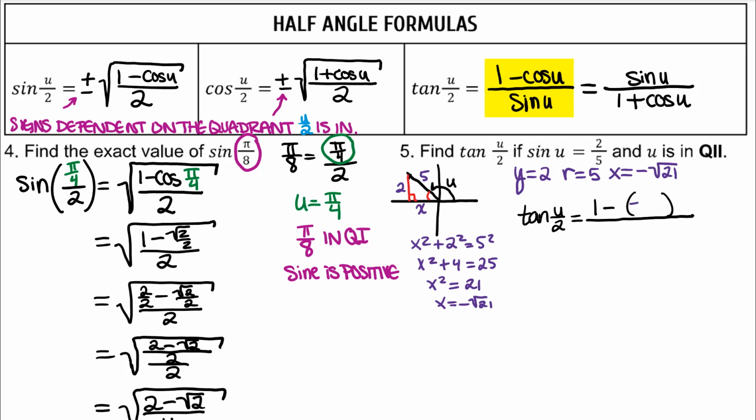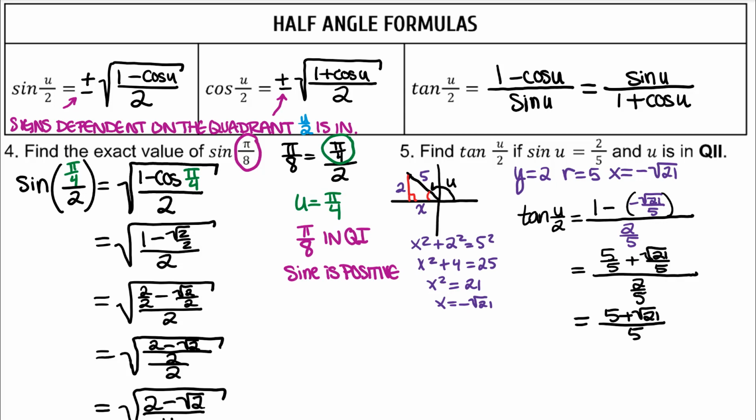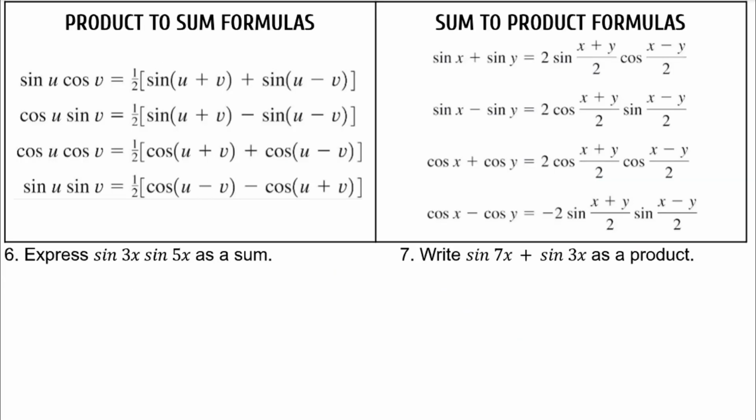1 minus negative root 21 over 5, all over 2 over 5. Combine 1 and root 21 over 5 by getting the same denominator. Multiply the numerator by 5 over 2, and you get tangent of u over 2 is equal to 5 plus root 21 over 2. And we have some more formulas that can be derived by our sum and difference formulas.